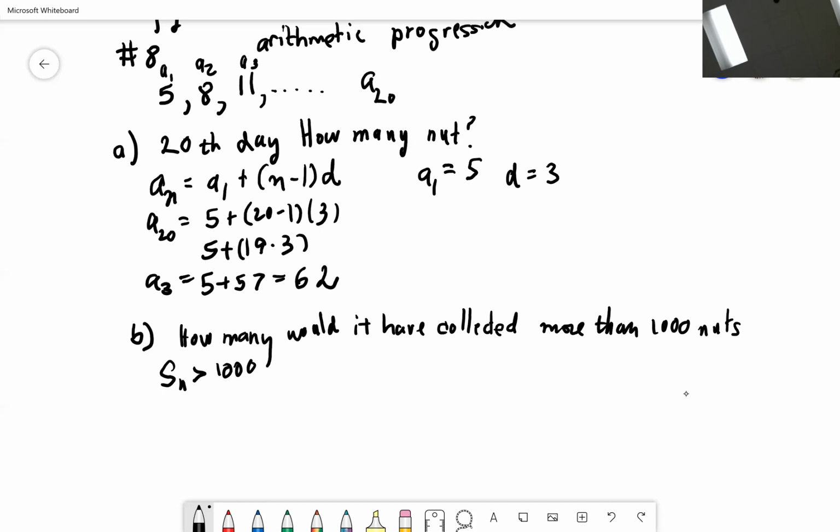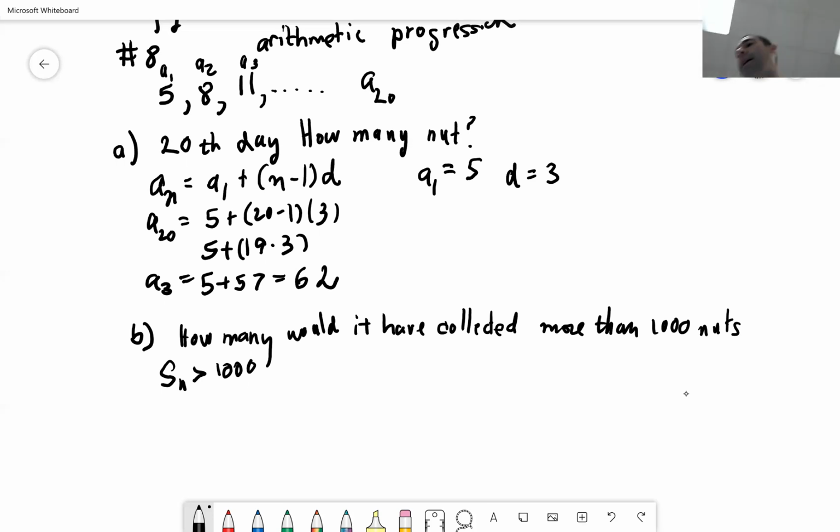So on any individual day, he collects some nuts. And obviously, on the first day, he would have collected 5 nuts. But on the second day, he would have collected 8 more. So that'll be 13. And then on the third day, it'd be 11 more. So now we're up to 24 nuts, right? And so on and so forth. So we're going to be doing a series now.